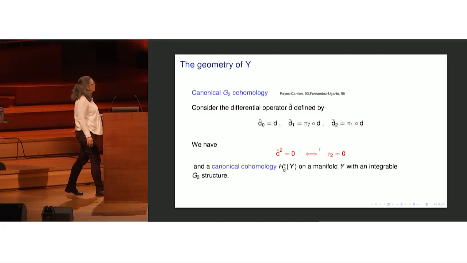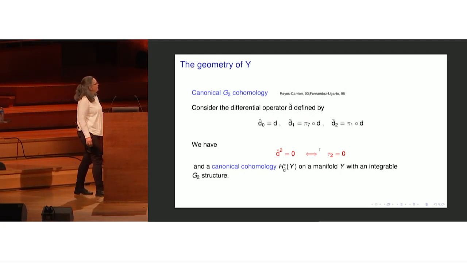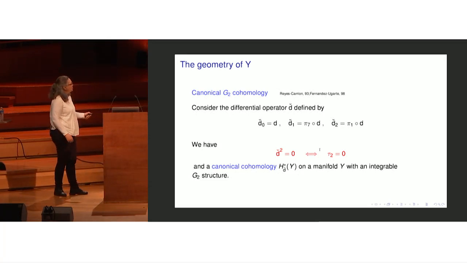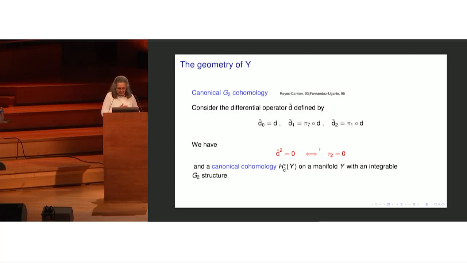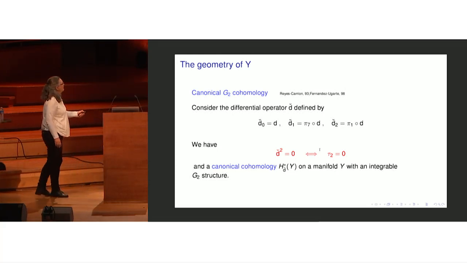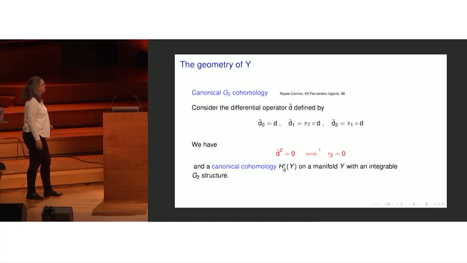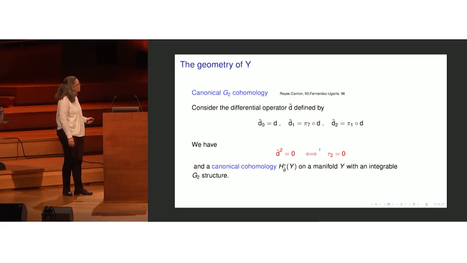For the D check 2, again, the d operator on the 2-form gives you a 3-form, and then you project into a singlet. So 3-forms decompose into a singlet, a 7, and a 27, and you project into the singlet. And after that, you get 0. So one can prove that this operator, in fact, squares to 0 if and only if tau2 is 0.